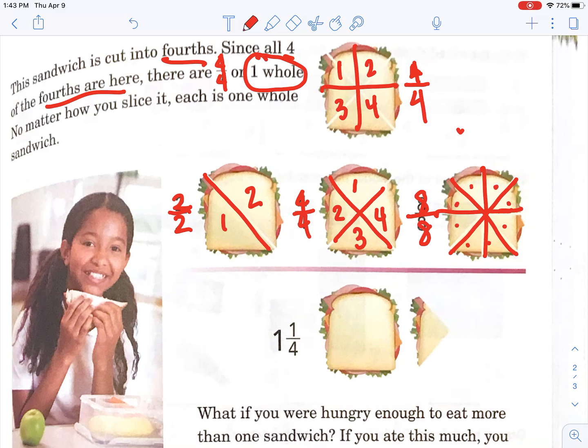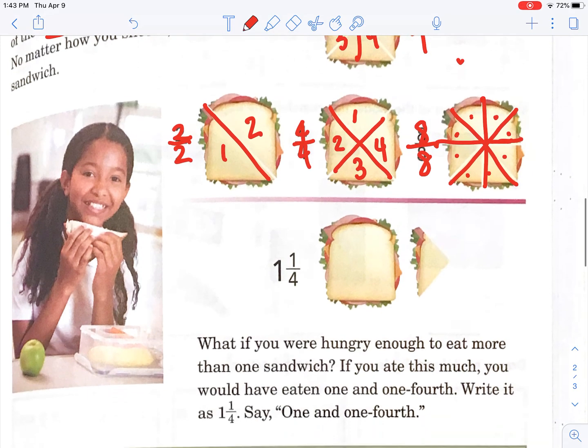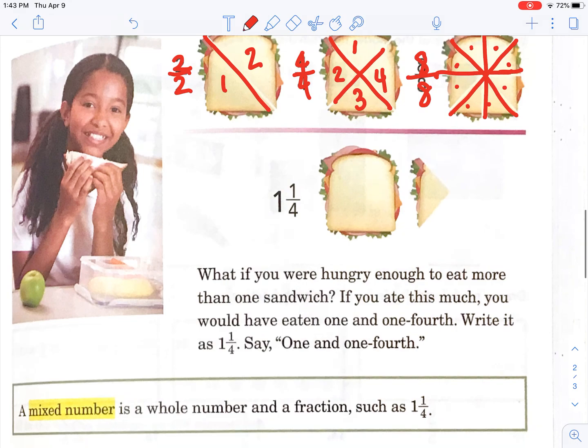This is 8 parts. 1, 2, 3, 4, 5, 6, 7, 8. 8 out of 8 is still 1 whole. Do you see that? No matter how many slices you do, it's still 1 whole. Same with Costco. I don't know if you knew this, but when you order a whole pizza, you can change the number of slices that you get out of it, but it's the same size as the whole pizza.